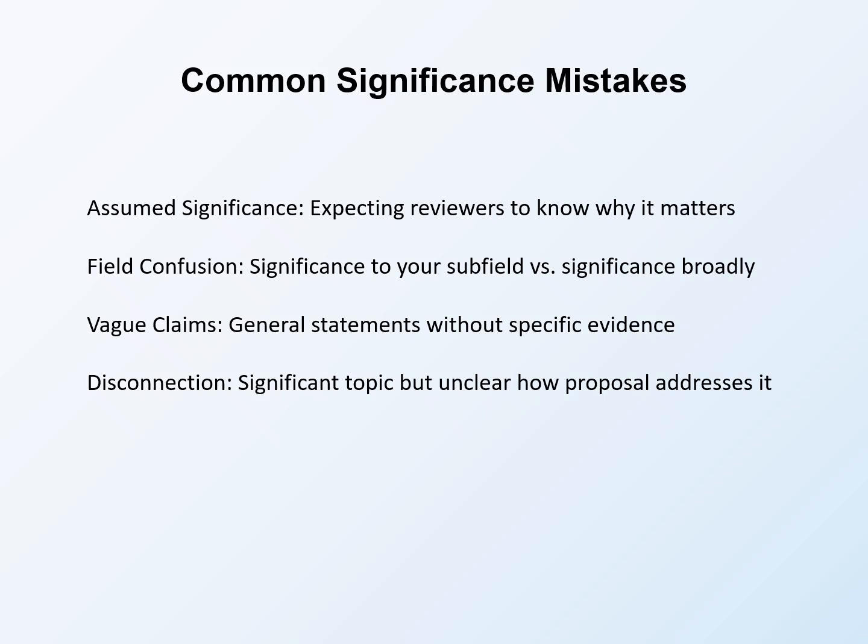Vague claims make general statements about importance without specific evidence. Phrases like "this is an important problem" or "this work could have significant impact" mean little without specifics. What specifically makes it important? What specifically is the potential impact?